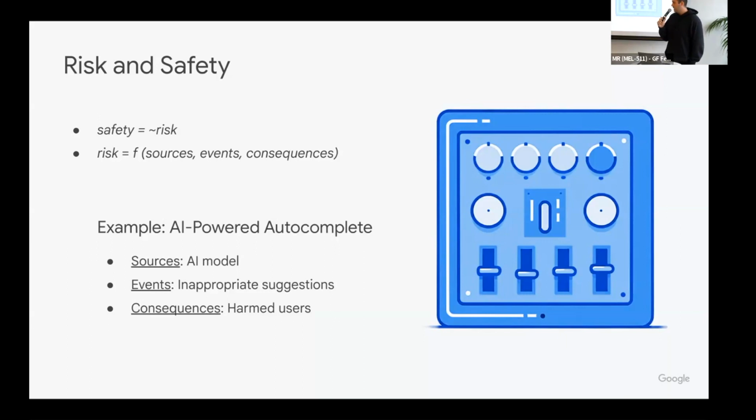Then we have the potential events. It could be something like an inappropriate suggestion, for example, some kind of offensive word. And the potential consequences of those events are harm to users. Maybe I offend my user, or maybe I even affect their mental health in some way. So that's an example of how to evaluate risk and how we can define risk in a more precise way.